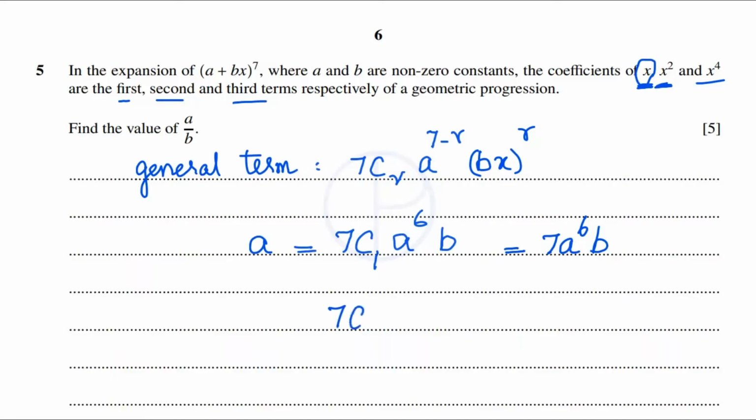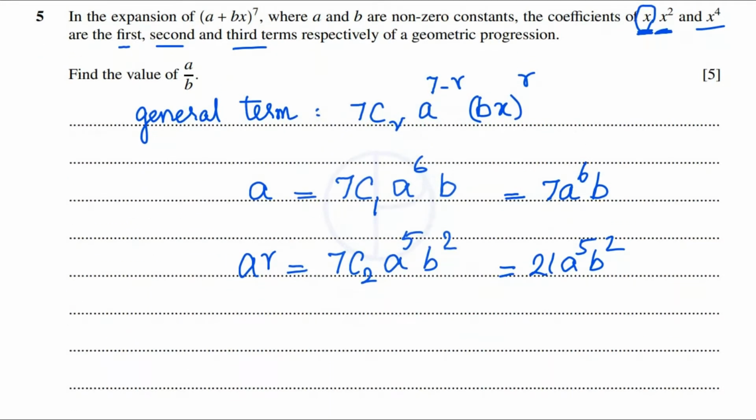So 7C2 a power 7 minus 2, which is 5, b power 2, which is the second term of a geometric progression. The second term is ar. So 7C2 is 21, 21 a power 5 multiplied by b square. This is the second term.